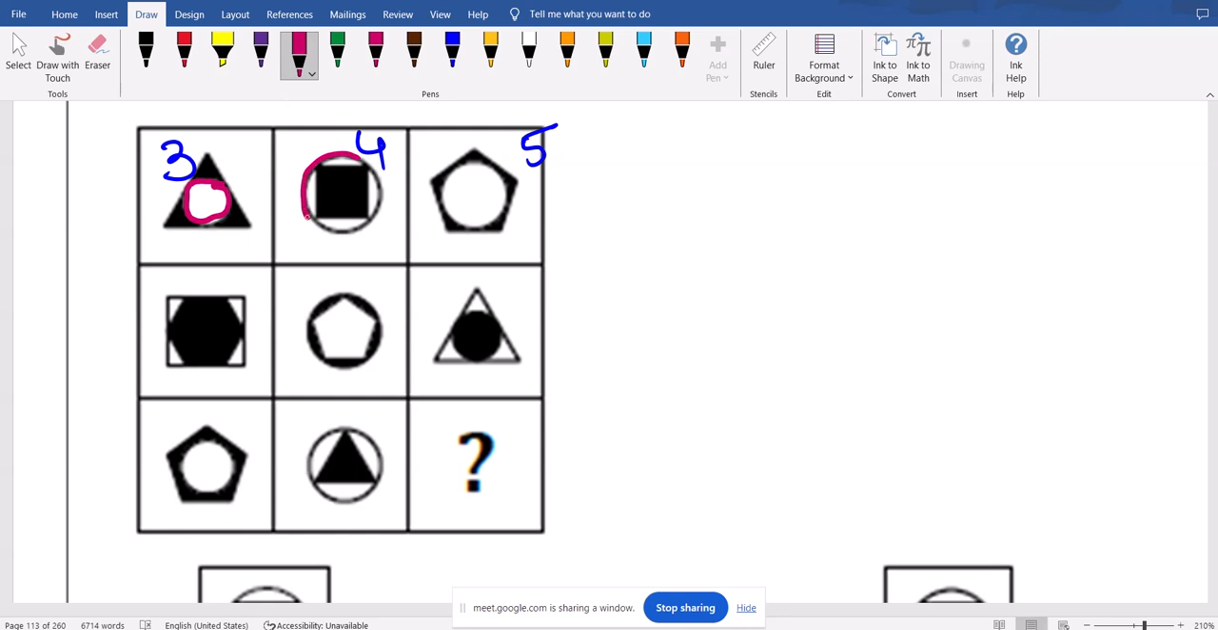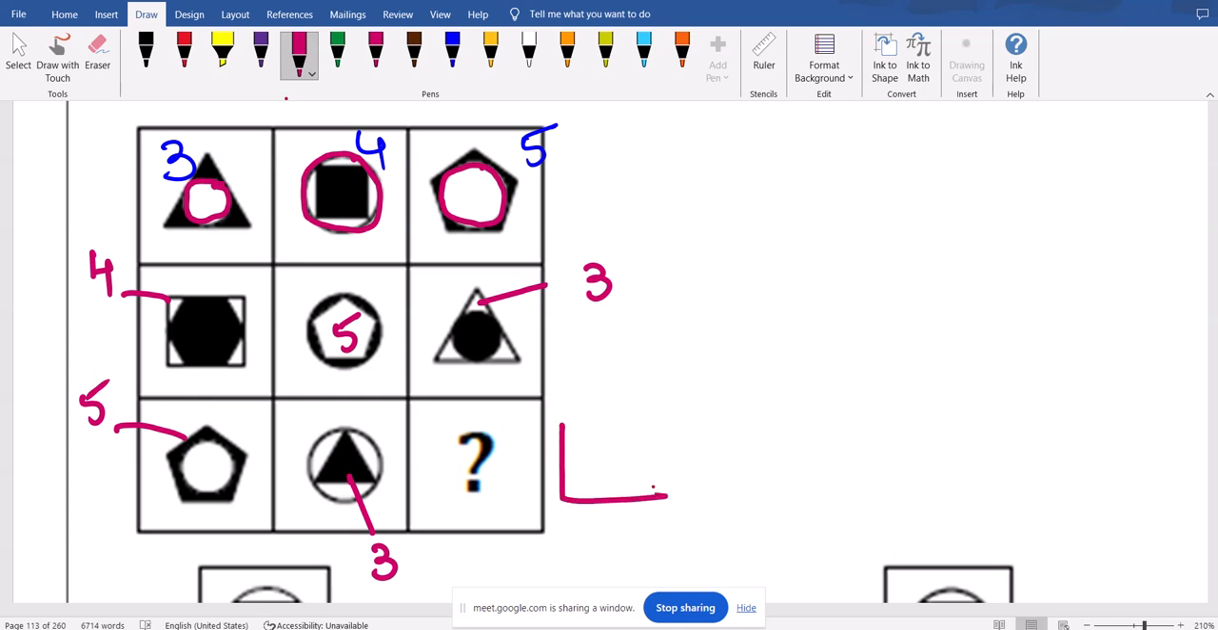But the number of sides are 3, 4, 5. Okay. One is outer, one is inner, again outer. Likewise, fine. Here, outer, inner, outer. Outer is what? How many? 4. Inner, 5. Outer, 3. Here, outer, 5. Inner, next should be outer.